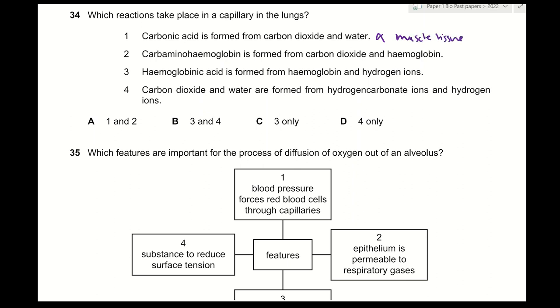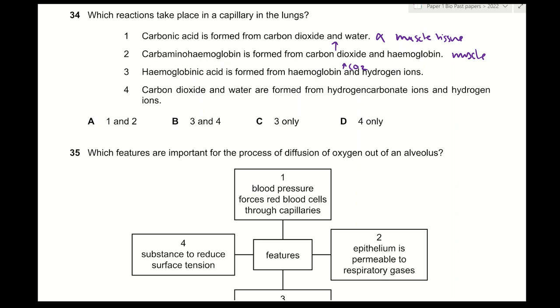So this is incorrect. Two, carbaminohemoglobin is formed from carbon dioxide and hemoglobin. This also means that there's a higher concentration of carbon dioxide. This is incorrect. This happens in muscle tissue, not in the lungs. Three, hemoglobinic acid is formed from hemoglobin and hydrogen ions. Also, here it's assuming that there's an increased concentration of carbon dioxide. This also happens in muscle, not in the lungs.